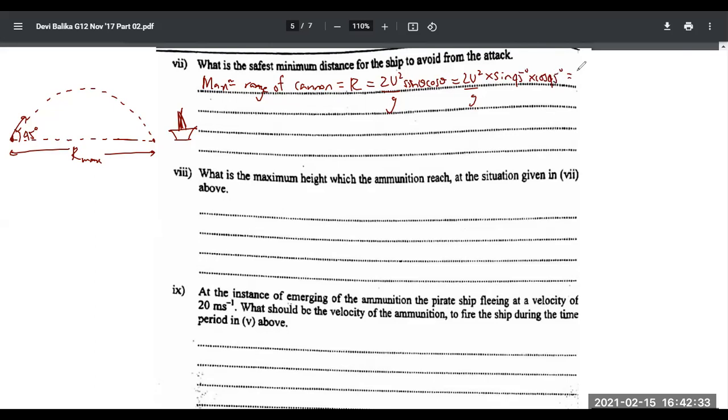What are sine 45 and cos 45? 2u squared over g into 1 over root 2 into 1 over root 2. When you multiply 1 over root 2 and 1 over root 2, it will give you half. There is another 2 here, right? That 2 and this root 2 will get cancelled off. Finally, you will get the maximum range equals u squared by g.